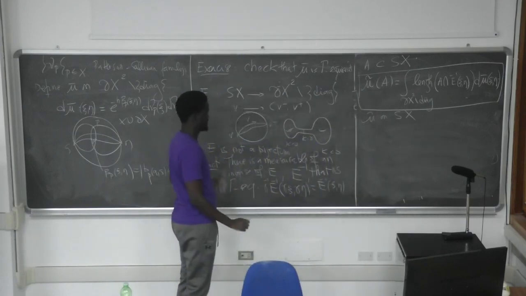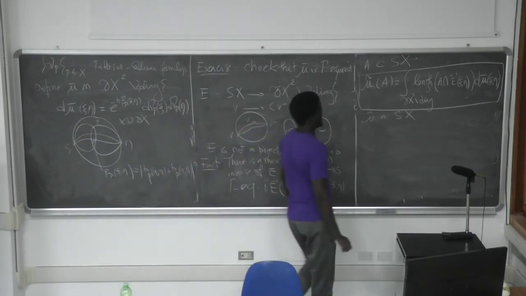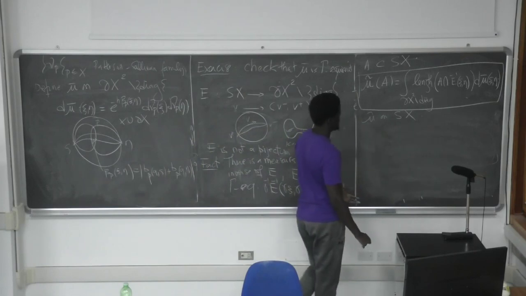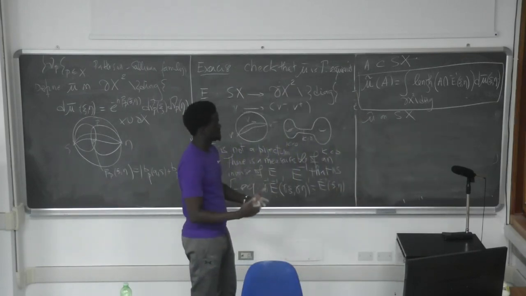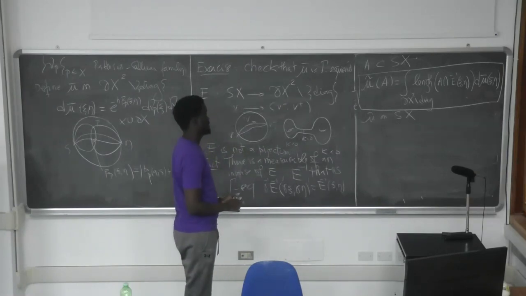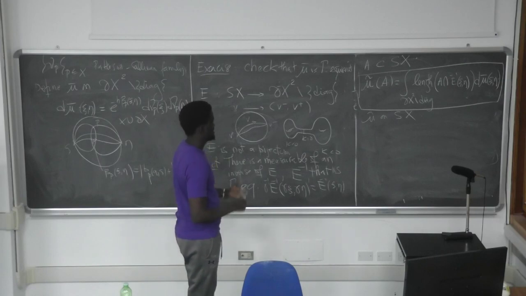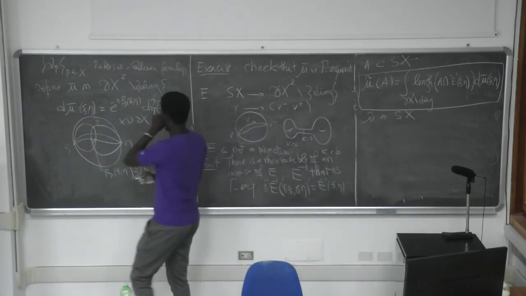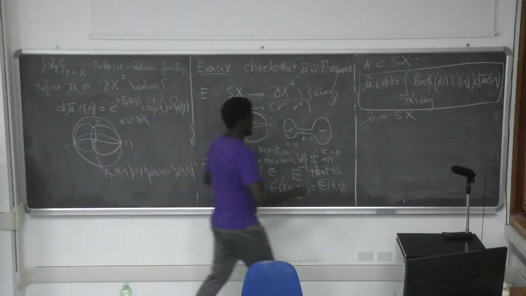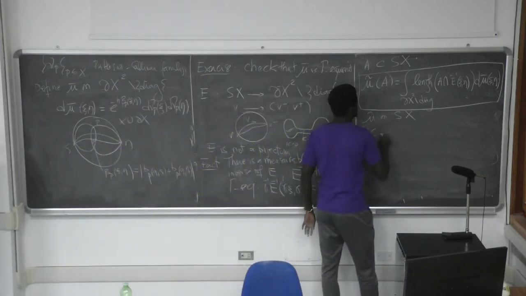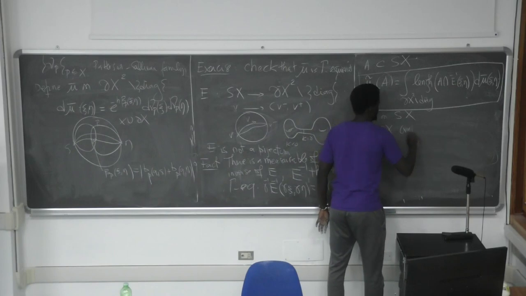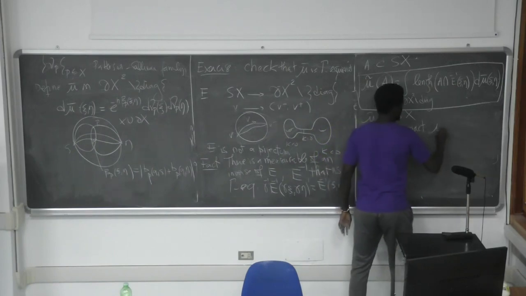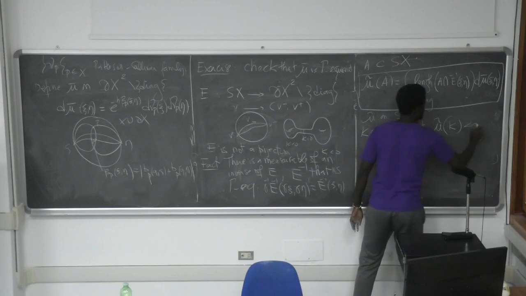And mu bar is gamma equivalent by construction. So mu bar is flow invariant. It's invariant by the geodesic flow. And moreover, you can see that this measure is a finite measure on compact sets. So if I take here a compact set, so if K in Sx is compact, I'm saying that mu tilde of K is finite.